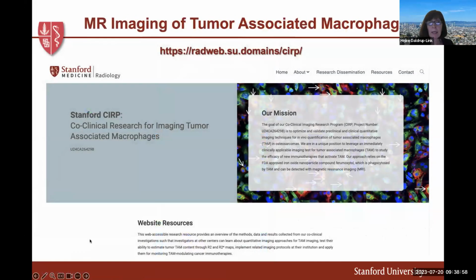We currently have a co-clinical trial going on imaging tumor-associated macrophages, and we have a website where we share all of our resources, protocols, how to generate T2 star maps, and so on. So if you are interested, you can look it up and see our different protocols.